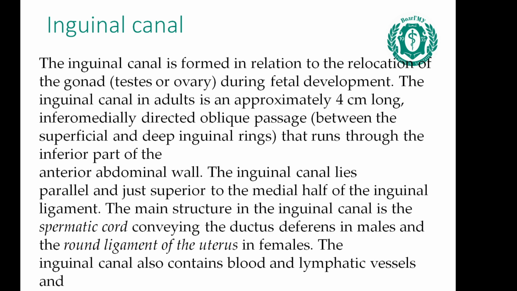The inguinal canal in adults is an approximately 4 centimeters long, inferomedially directed oblique passage between the superficial and deep inguinal rings that runs through the inferior part of the lateral abdominal wall. The inguinal canal lies parallel and just superior to the medial half of the inguinal ligament. The main structure in the inguinal canal is the spermatic cord, conveying the ductus deferens in males and the round ligament of the uterus in females. The inguinal canal also contains blood and lymphatic vessels and the ilioinguinal nerve in both sexes.